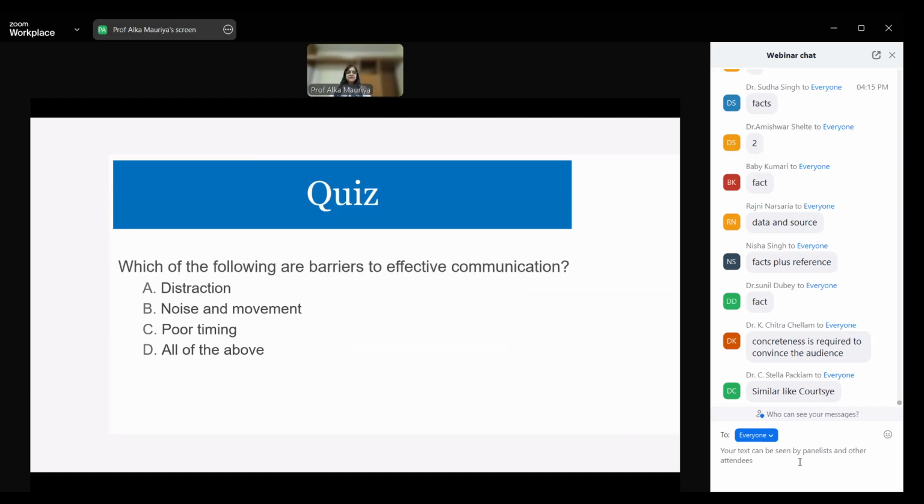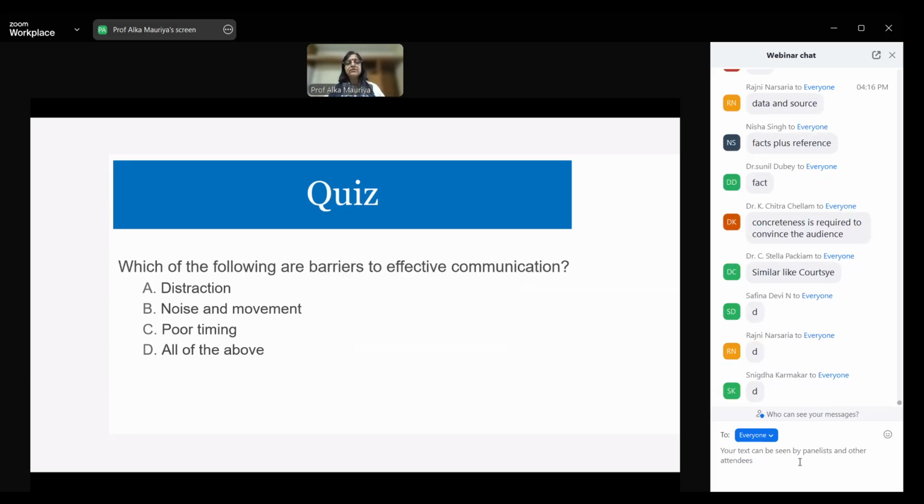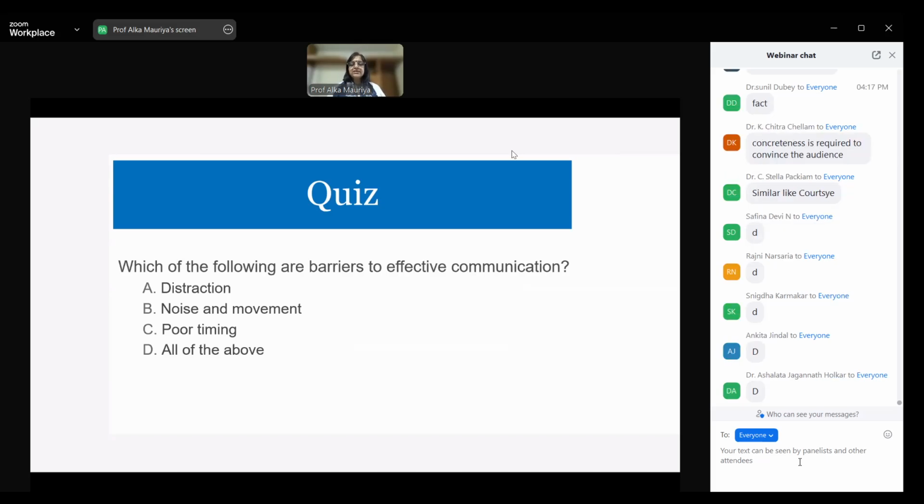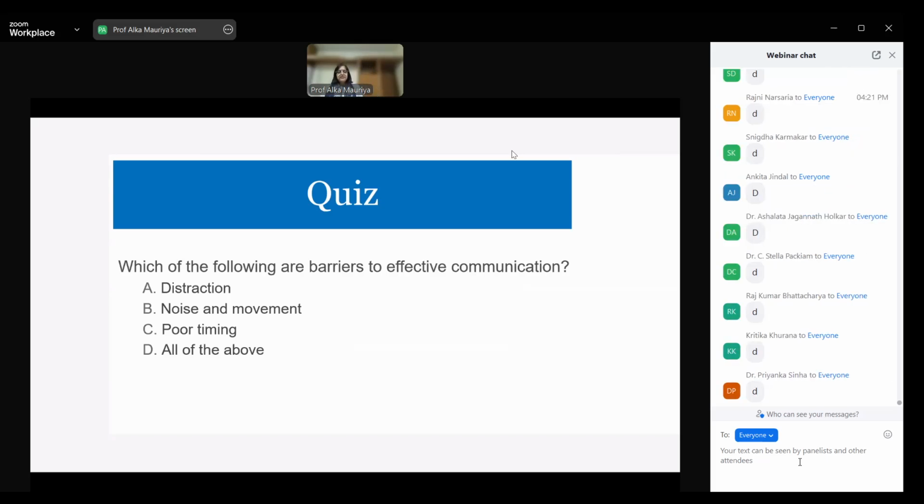Again, one last quiz for the session, which is based not on the previous few slides, but on what all we have discussed so far. So which of the following are barriers to effective communication? Distraction, noise and movement, poor timing, or all of the above? So can I have the answers now? Fine, good. This was an easy one.